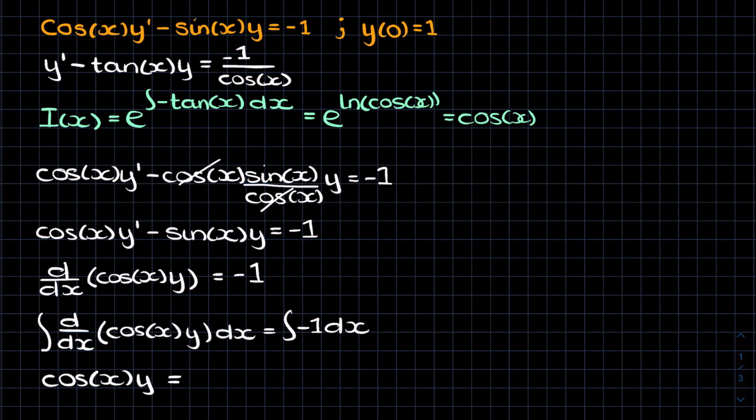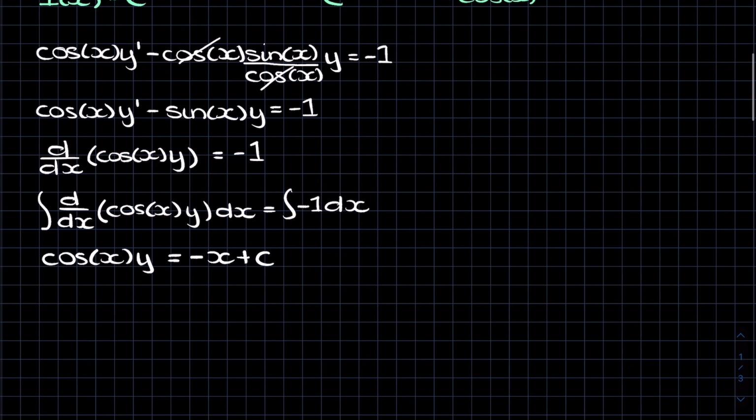And so now we can just solve our integral on the right hand side, remembering to add in our constant of integration, and now we can just solve for y equals minus x plus c over cosine of x. So here is our general solution.